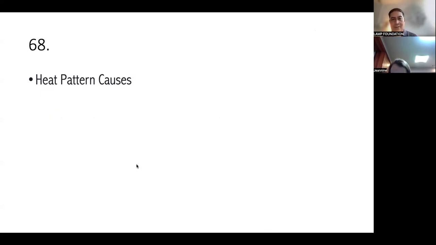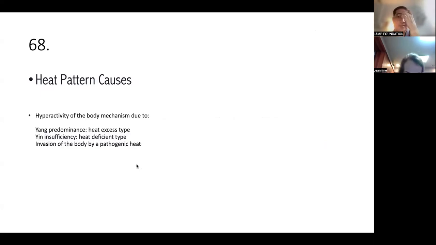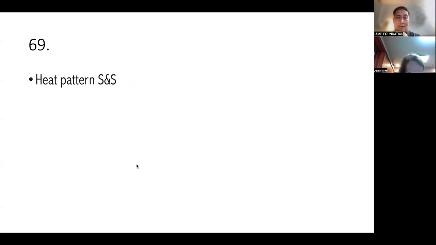Causes of heat pattern naman. The heat of excess type is the yang predominance. Very good. Tama po ba, Doc? Yes. Yin insufficiency, the heat of deficient type. Invasion of the body by a pathogenic heat. Very good. Signs and symptoms of the heat pattern.